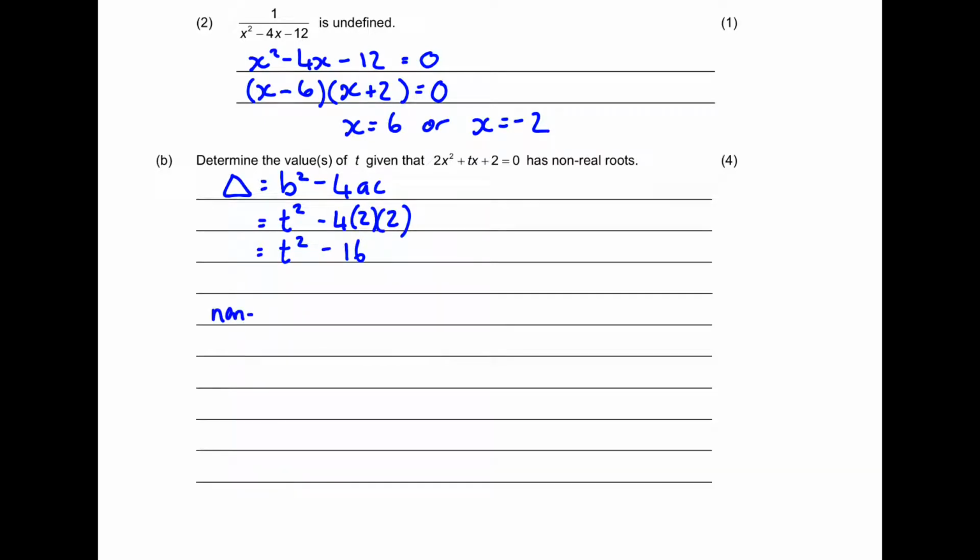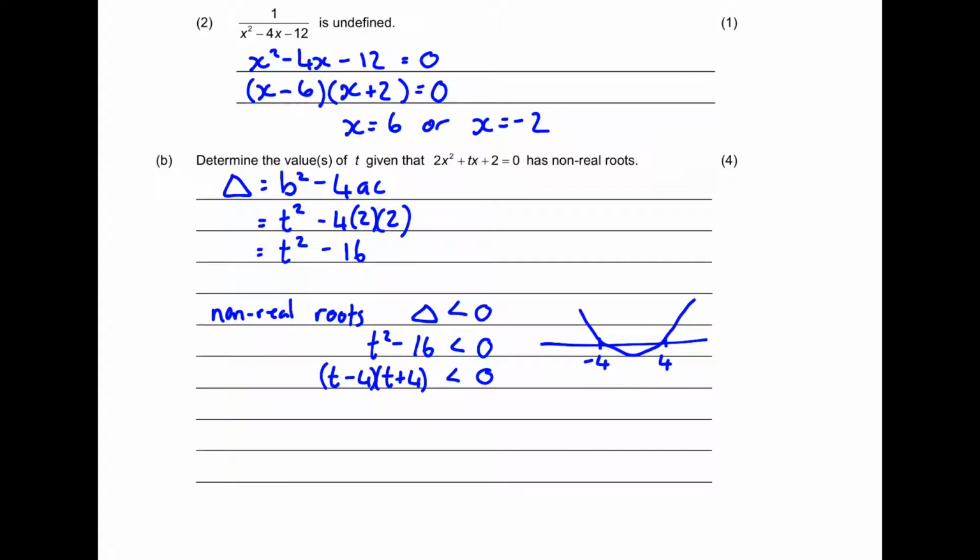All right, for non-real roots, we have delta less than 0. So therefore, t squared minus 16 must be less than 0. All right, and so now factorize. So we get t minus 4, we get t plus 4, which is less than 0. And therefore, our critical values, let's do it on the right here, go from -4 to +4. It's a positive parabola. So we are looking for the negative values, because t squared minus 16 is less than 0. All right, so that's between and not including -4 and +4.